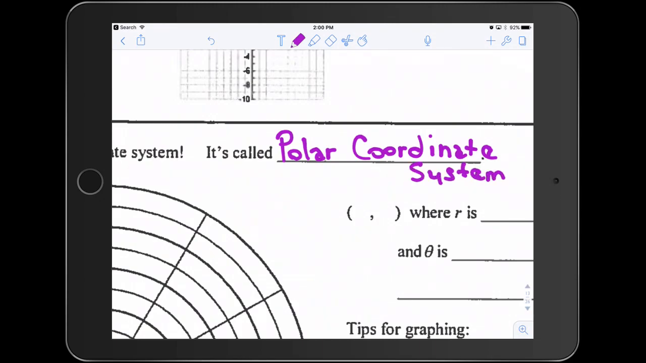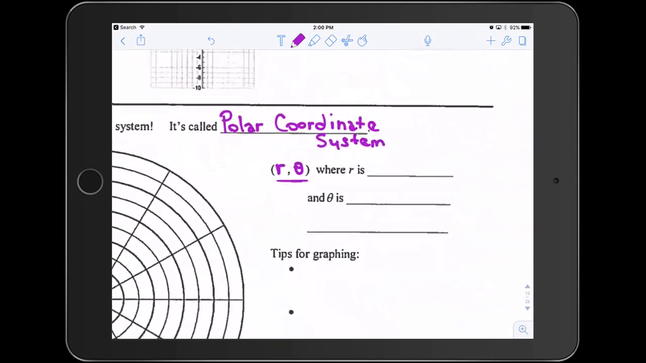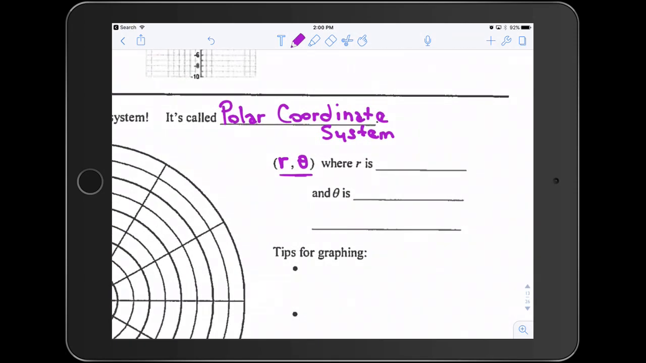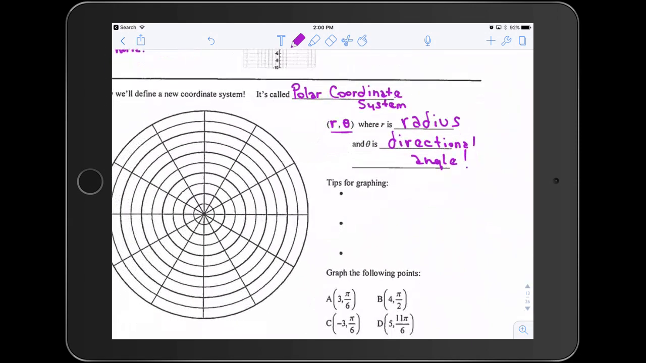And the interesting thing about this is the point right here is not going to be an XY, a horizontal, vertical movement. It's actually going to be an R theta movement, which is awesome. It's totally different than what you're used to, but R is what we deem the radius. And the theta is something we're very familiar with, which is the direction angle. We've been using that in vectors a lot.